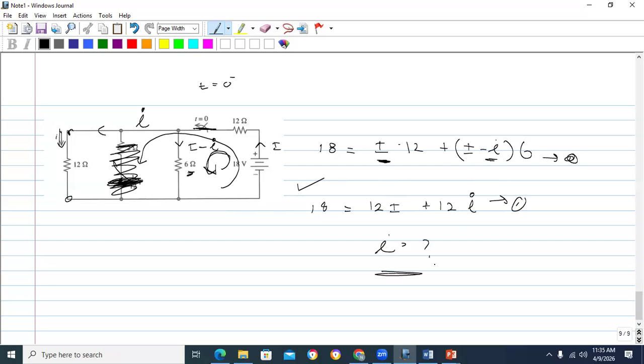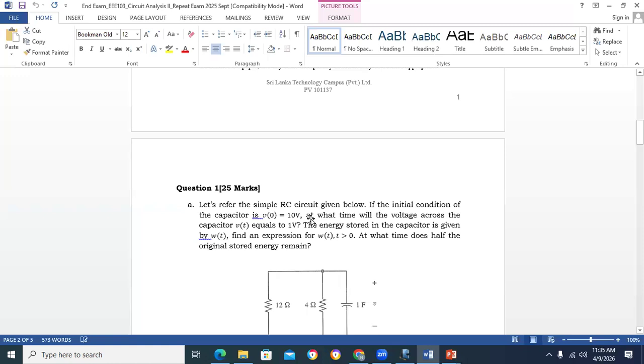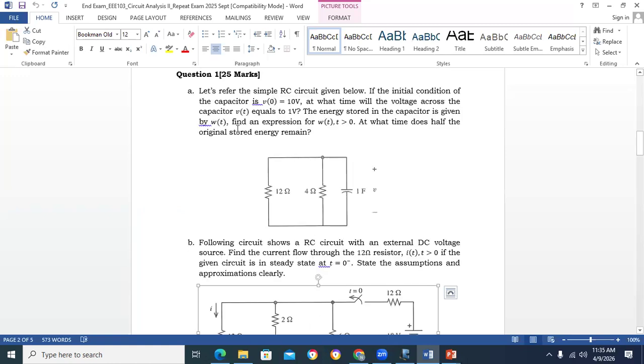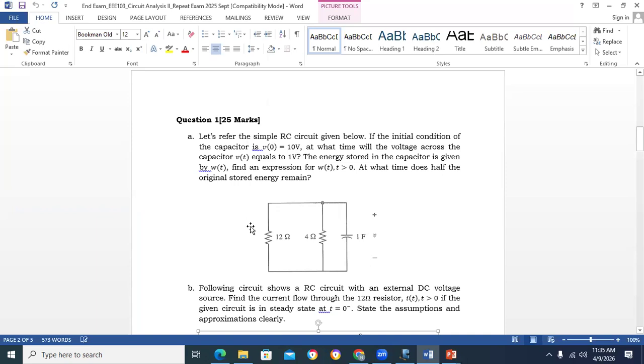So you can do that by yourself. This kind of question will also be there and you will get around 10 marks, around 15 marks. For this question, this is not 25 marks. In your paper, this will be a 50 marks question. I think you can get more than 45, I hope.